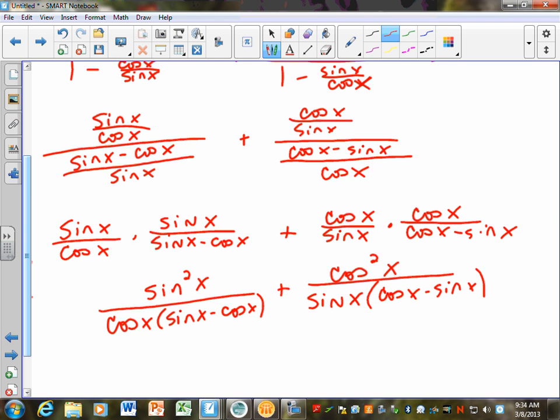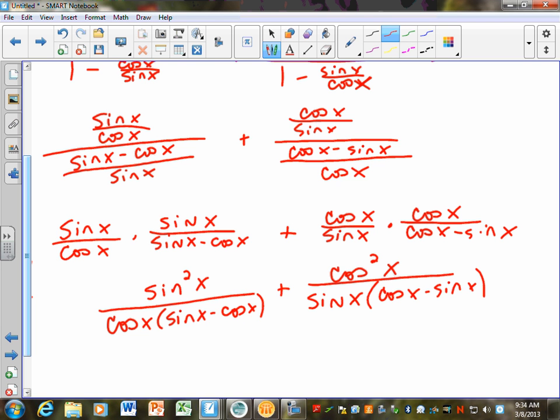If we distribute the bottom here, you're going to get sine of x times cosine of x minus sine squared. Nothing's going to cancel there. So if nothing's going to simplify out, my advice is don't distribute. But if you have a fraction plus a fraction, what should you be doing? Another common denominator.